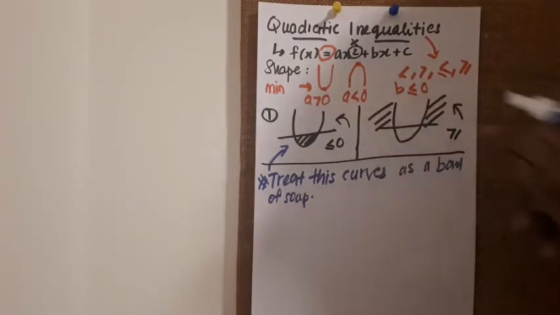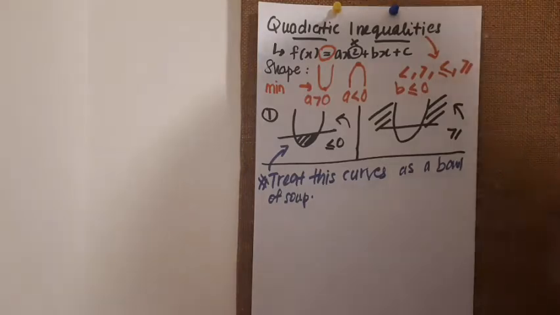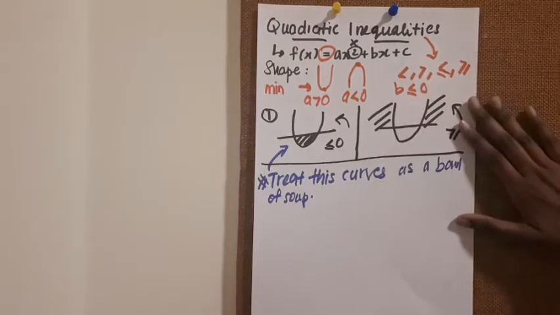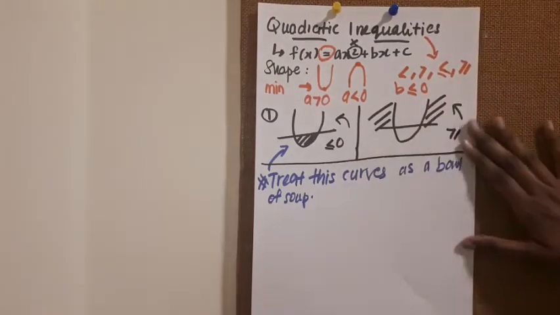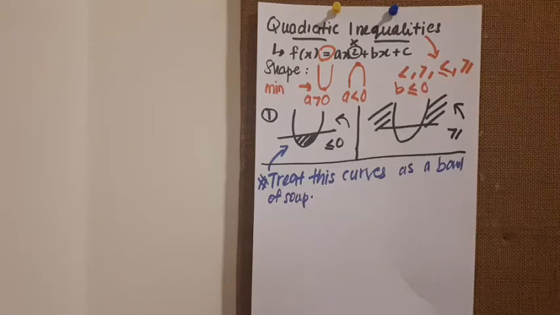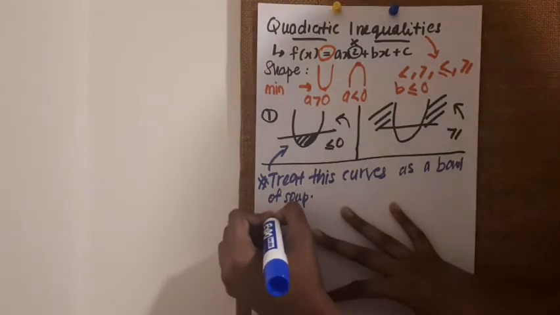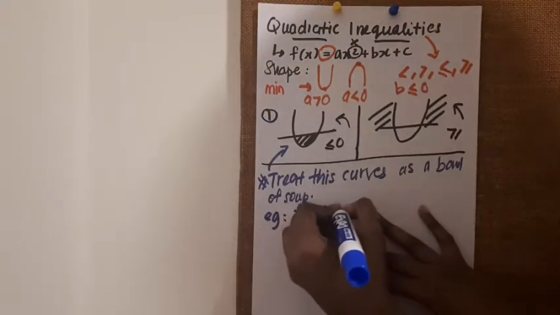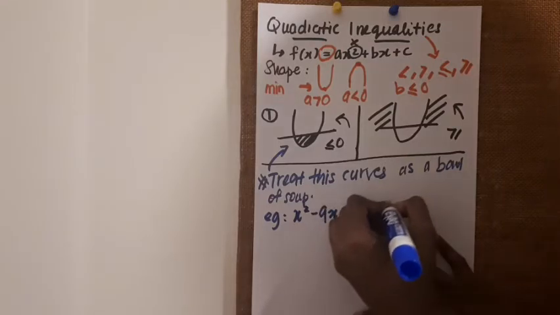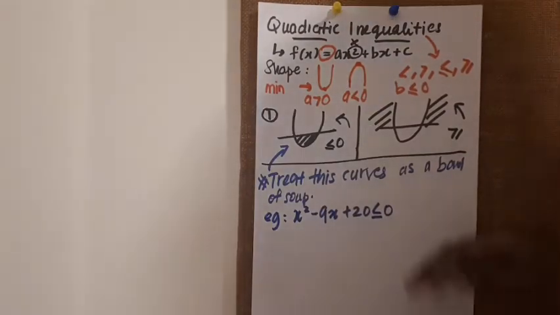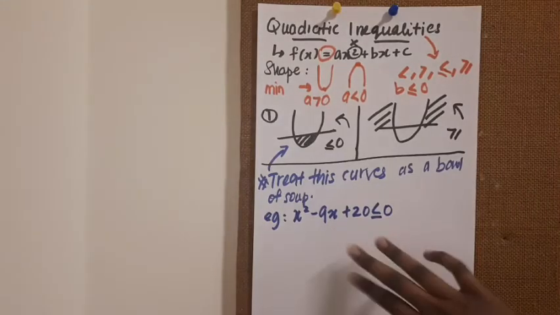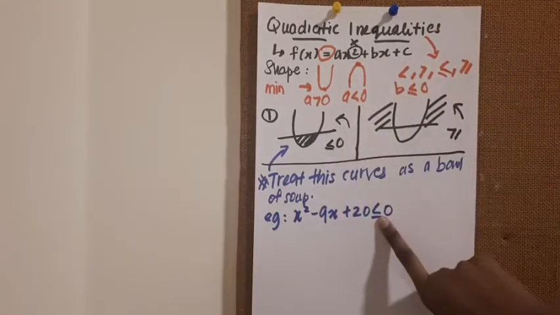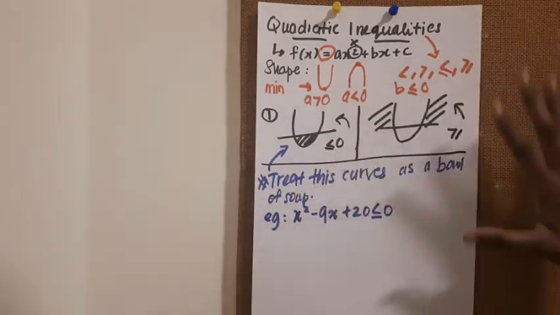Okay, now we will have a look at an example of a question where you will be asked to sketch this. Then you will understand what I'm trying to say further. So the example that we are going to look at today is x squared minus 9x plus 20 less than or equal to 0. Now this is called a quadratic inequality. Why? Because it has the general form and also an inequality is involved. So this is a quadratic inequality.